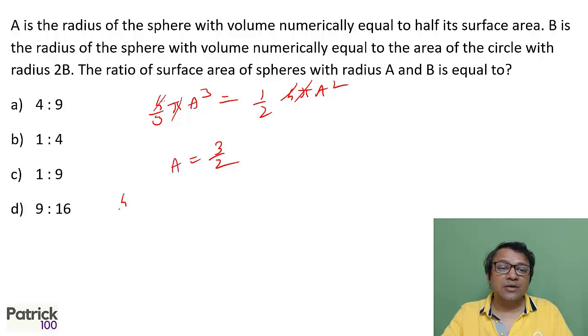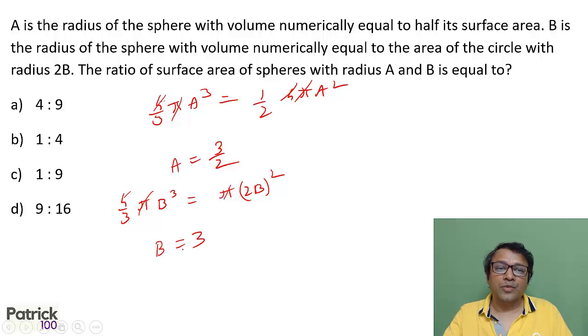B is the radius of the sphere, volume numerically equal to the area of the circle, so pi B the whole square. Pi gets cancelled, 4 will get cancelled, so B will be equal to 3. So the ratio of the radius A is to B is 1:2. That is 3/2 is to 3, which is 1:2.